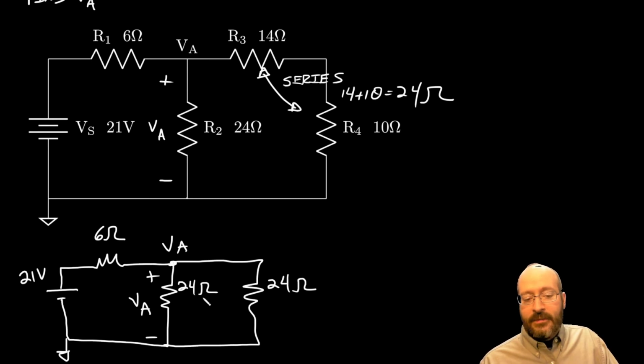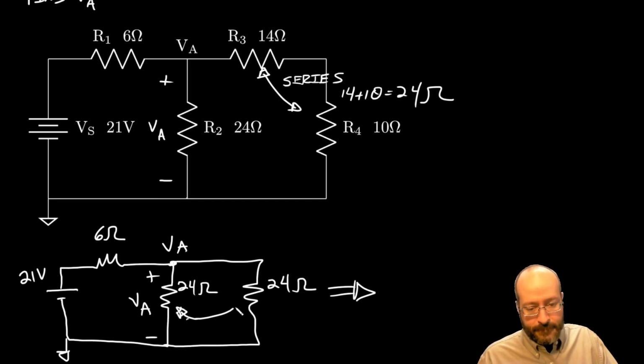Now, looking at these two 24s, they look like they're in parallel to me, and in combining them, I'm not going to lose the node, right? That's on the outside of that parallel combination. And since I'm not going to lose the node, I can still find the voltage across it. So let's combine these two, since they're in parallel.